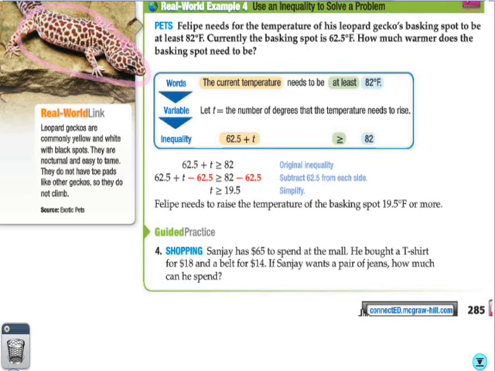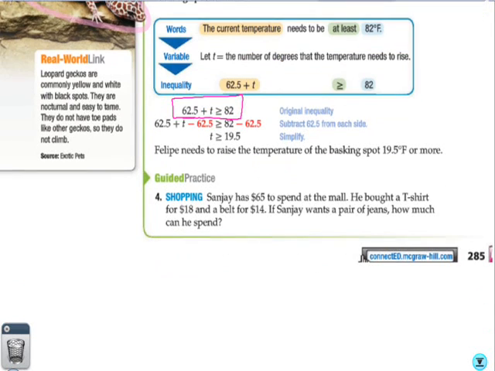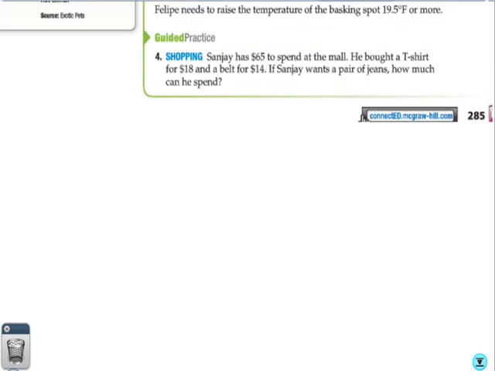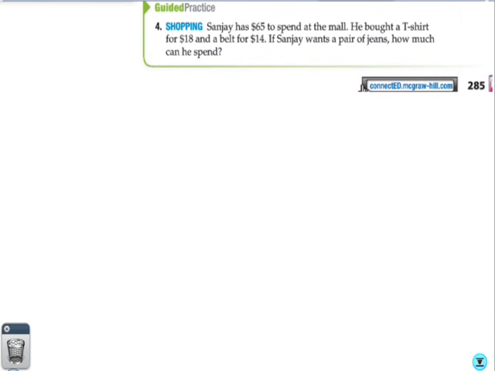Okay? So when we put that on here, the current temperature we have, let's see, currently it's 62.5 degrees. So how much warmer does it need to be? Well, 62.5 plus T has to be greater than or equal to 82. Okay? And then we're just going to solve for T. So it needs to go up by at least 19.5 degrees. Practical application problems are easiest done and most often correct when students actually think about what the words are saying.